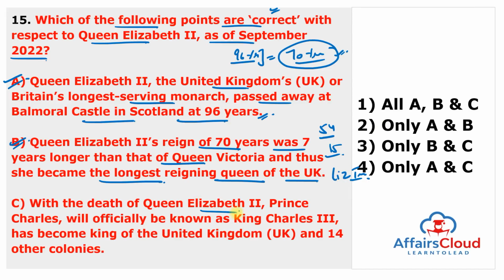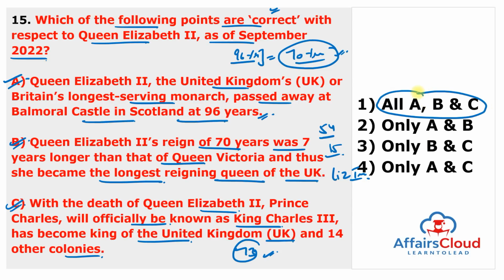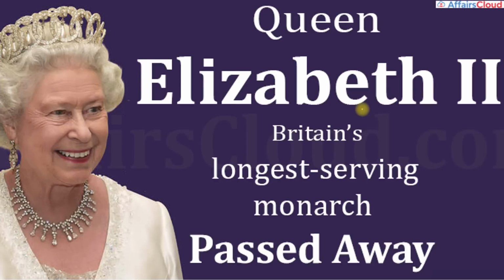With the death of Queen Elizabeth II, Prince Charles will officially be known as King Charles III, and has become the King of the United Kingdom and 14 other realms. So the new King, Prince Charles, 73 years old, will officially be known as King Charles III and is the oldest monarch to take the throne in the history of Britain. So statement C is also true. It means the answer of this question is all A, B, C. So remember, Queen Elizabeth II, Britain's longest serving monarch, passed away at the age of 96.